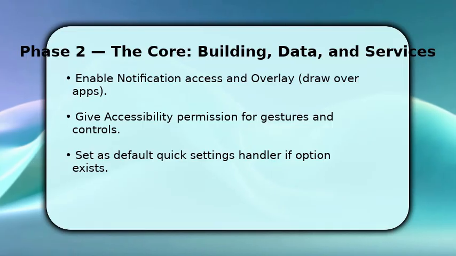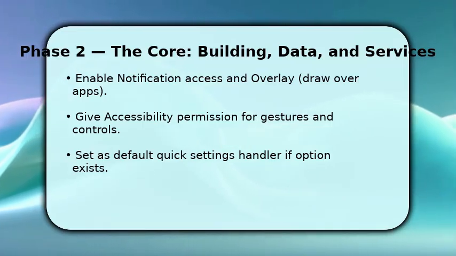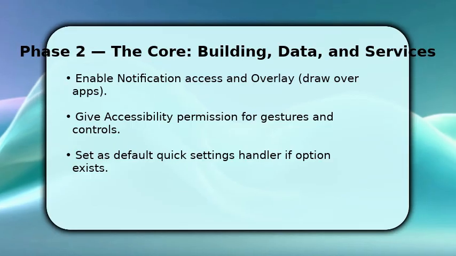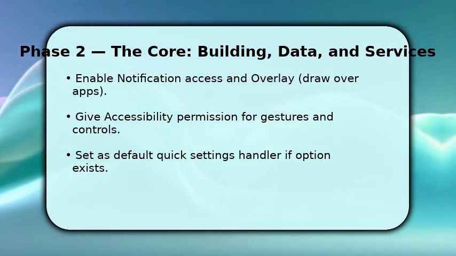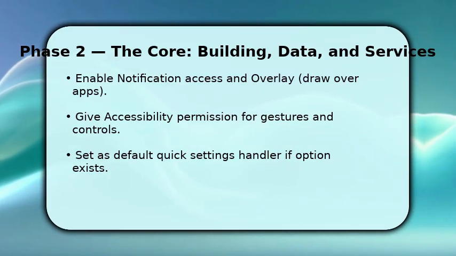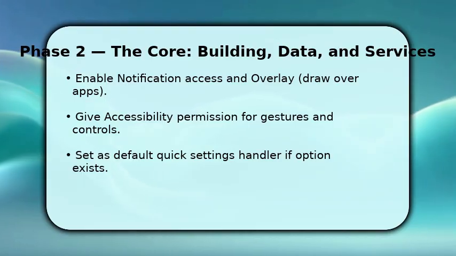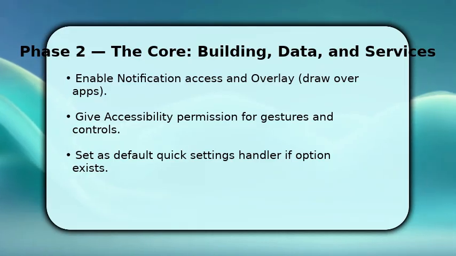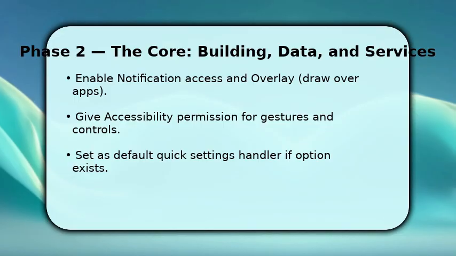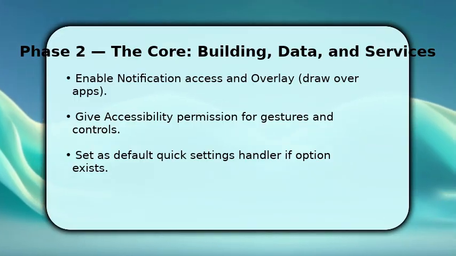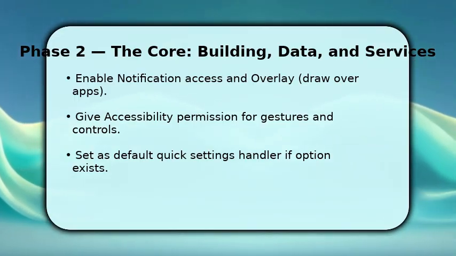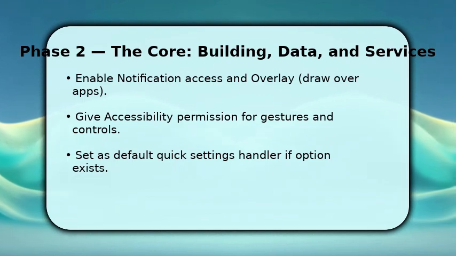Next, you give the app the permissions it needs to control the UI and stay active. Grant notification access so panels can mirror and control notifications, and allow overlay or draw over apps so the control center appears above other apps. Without this, it will be blocked. Then enable accessibility access, which permits gestures, shortcuts, and deeper interaction. If the app offers to be the default quick settings handler or lock screen modifier, accept it. This makes the control center behave like a permanent system feature.